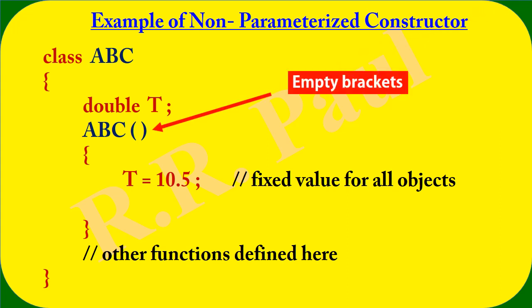Please notice that this instance variable T is being assigned a fixed value of 10.5, which means that if we have two different objects of class ABC, the instance variables associated with those two objects will have a fixed value of 10.5 at the time of object creation.